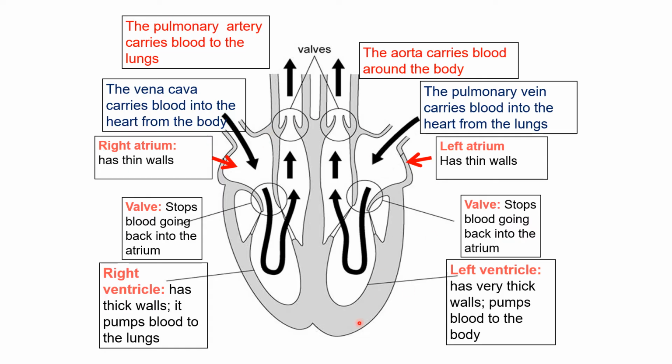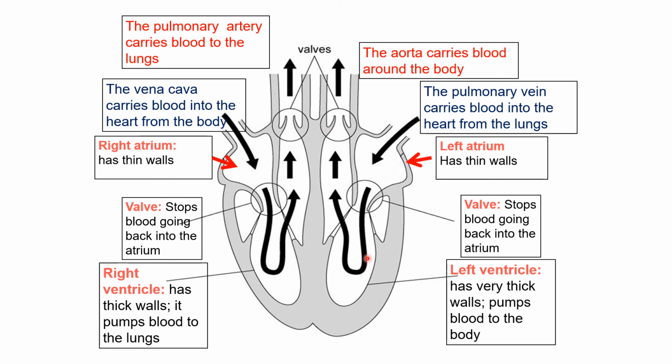Okay, so here is what the actual heart looks like. You can see that it's a lot more complicated than what we've just drawn, but the blood flow is exactly the same. Here we have the pulmonary vein, and it is carrying blood into the heart from the lungs. Then it goes from the left atrium down to the left ventricle and up through the aorta round to the body. So it always goes from atrium to ventricle and then out to the body.